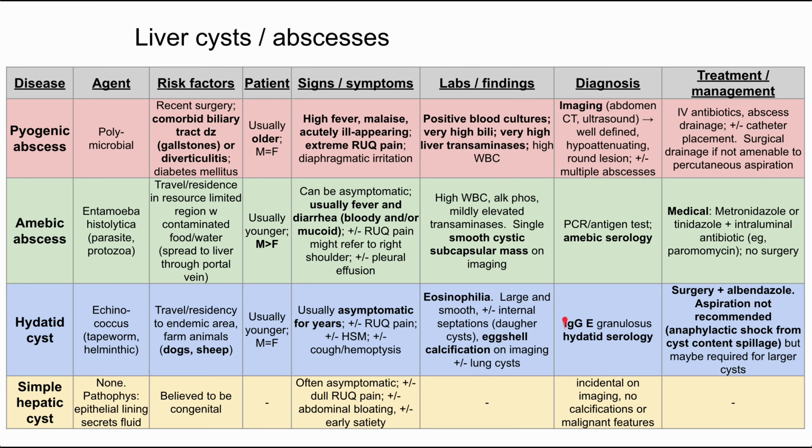You'll confirm the diagnosis with an IgG Echinococcus granulosus hydatid serology. And the treatment for this one is surgery and albendazole. Aspiration is not recommended in these patients. There's a risk of anaphylactic shock if the cyst spills throughout the body. But aspiration might be required for cysts that are much larger if the medical treatment and surgery is too difficult.